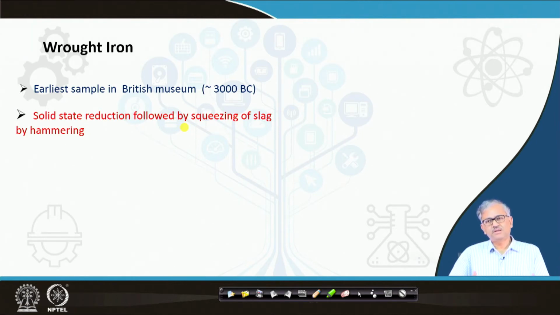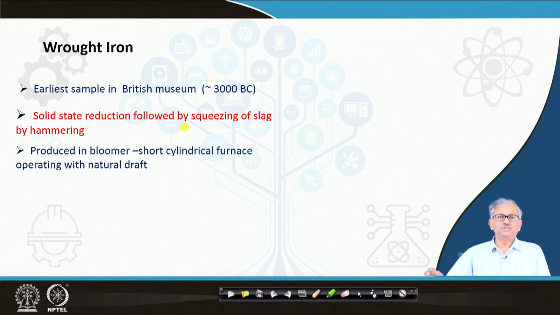But at the same time the gangue will be there along with it, maybe in a semi-solid state, because some of the slag constituents may form a eutectic and remain semi-solid at 1100 degrees centigrade. So then you hammer the material, and the slag will be squeezed out, while partially some of the slag will remain intermixed with the iron produced. That is called wrought iron. The word wrought comes basically from working: if you work on it, that is wrought iron. Solid state reduction followed by squeezing of slag by hammering is called wrought iron.